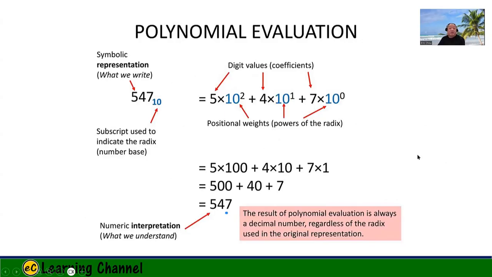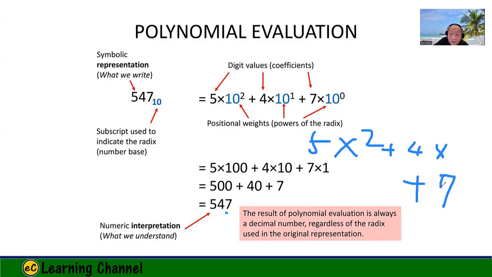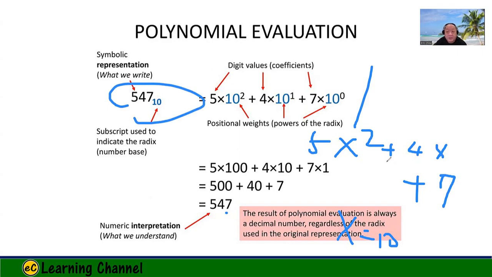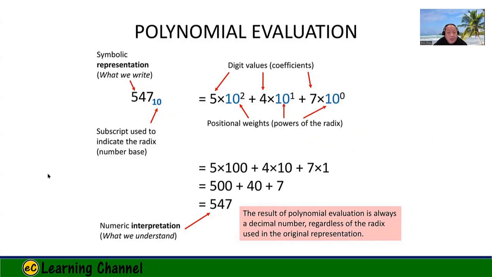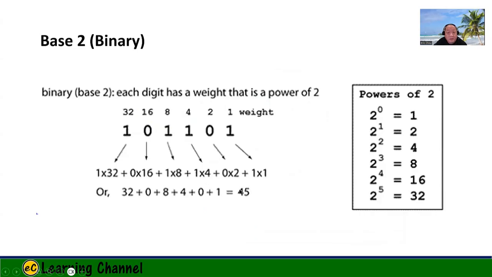So then actually when you evaluate the value, you really use the polynomial evaluation. So this one is 2x squared plus 4 times x plus 7. And then your x equals 10, you get the base 10 value as polynomial evaluation. Is that okay so far? Yeah. That's the number you have for base 10 value.